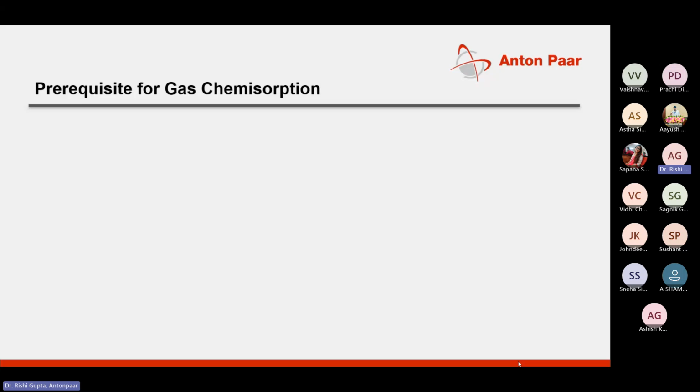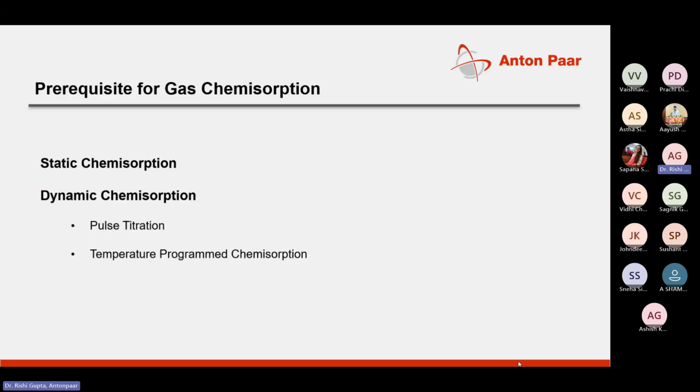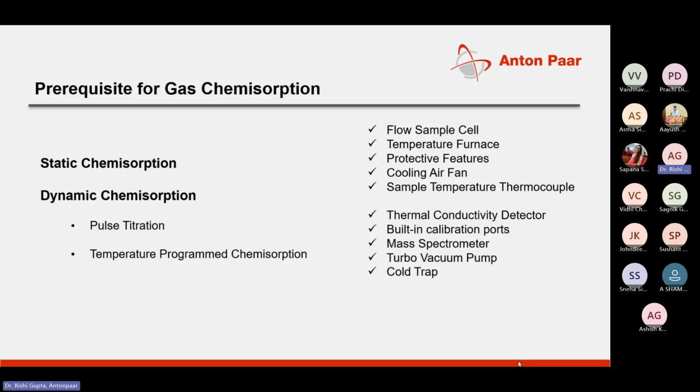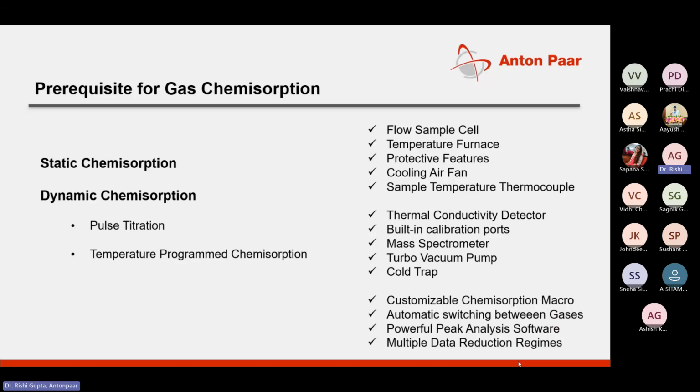When you talk about any chemisorption instrument, ideally it should have all those things that you are already having: static chemisorption, then dynamic chemisorption, in dynamic the pulse and the TPR as well. These are the requirements: the flow sample cell, temperature furnace, protective features, cooling fan, sample temperature thermocouple, TCD, calibration port, if required the mass spectrometer, and if you are dealing with a mass spectrometer, a turbo pump. Cold trap, customizable chemisorption macro, automatic switching between the gases, powerful peak analysis software, and multiple data reduction designs. Now let me take it one by one.